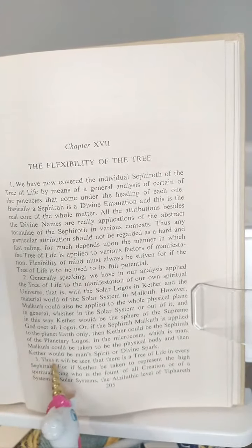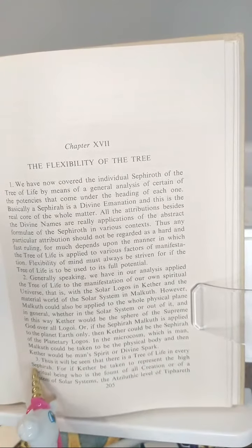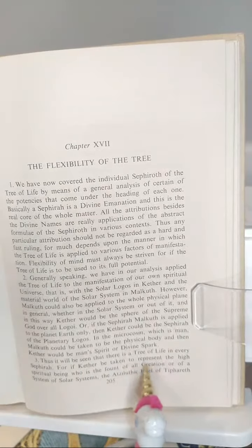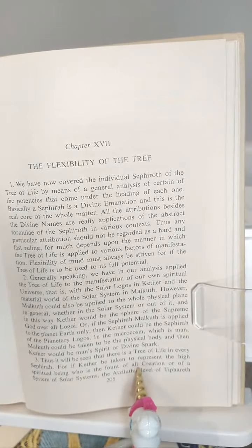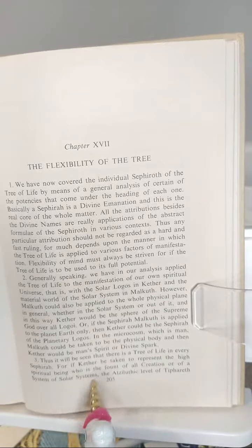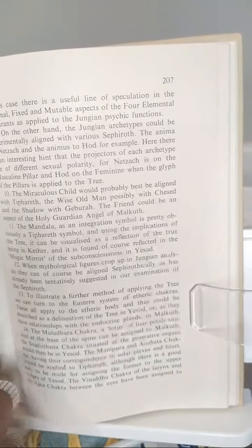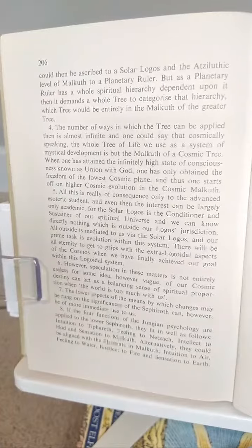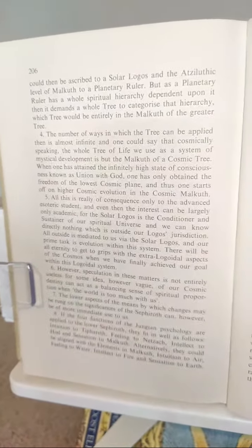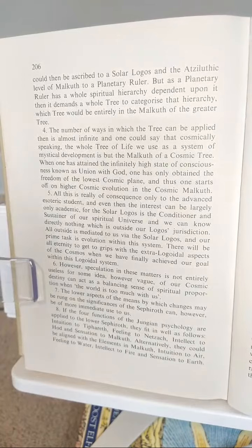3. Thus, it will be seen that there is a tree of life in every Sephirah. For if Kether be taken to represent the high spiritual being who is the fount of all creation, or of a system of solar systems, the absolute level of Tifereth could then be ascribed to a solar logos, and the absolute level of Malkuth to a planetary ruler. But as a planetary ruler has a whole spiritual hierarchy dependent upon it, then it demands a whole tree to categorize that hierarchy, which tree would be entirely in the Malkuth of the greater tree.